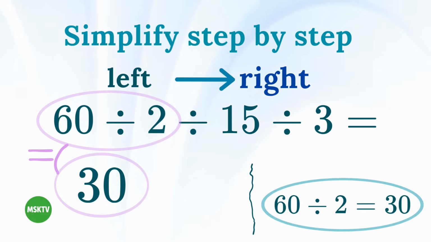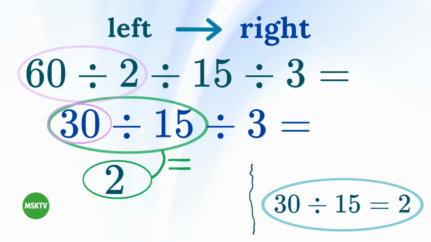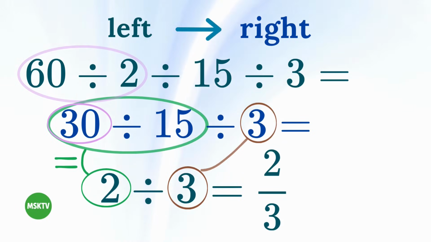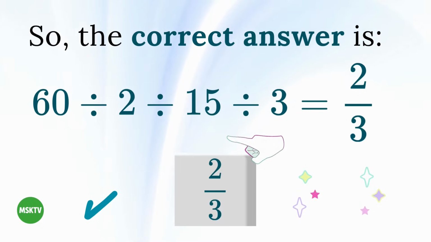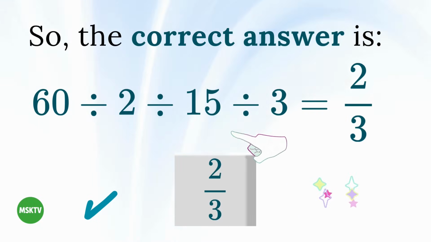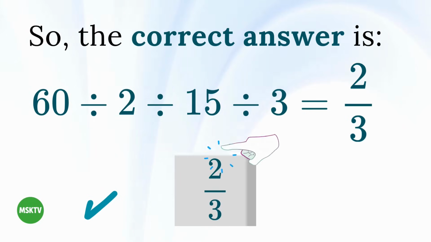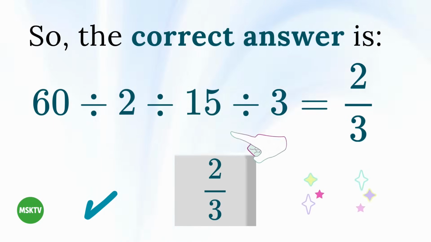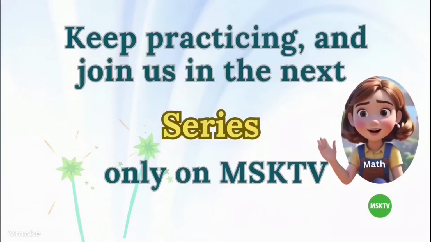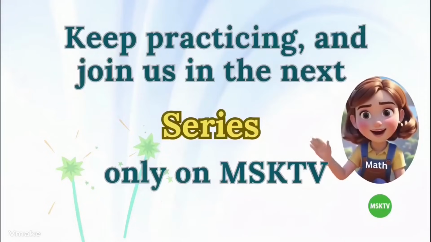Starting from left to right, first divide 60 by 2. That equals 30. Next, divide 30 by 15. That equals 2. Finally, divide 2 by 3. That equals 2/3. So the correct answer to our question, 60 divided by 2, divided by 15, divided by 3, is 2/3.